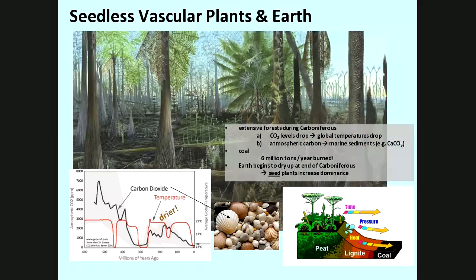All right, so where are we? As we move into the end of the Carboniferous, during this time of extensive forestation, the carbon dioxide levels begin to drop, right? More trees, more organisms photosynthesizing, less CO2. So carbon dioxide levels begin to drop. And when carbon dioxide levels begin to drop, we get the opposite of what we see in global climate change.